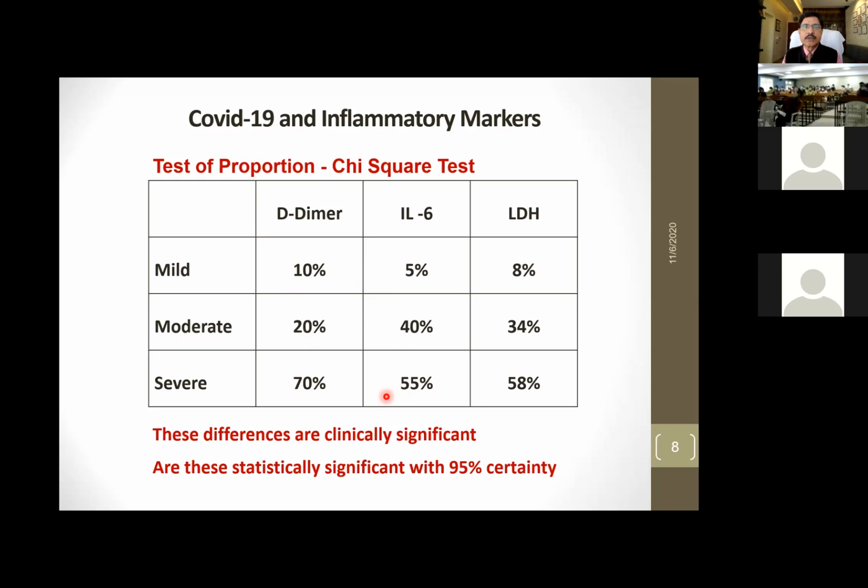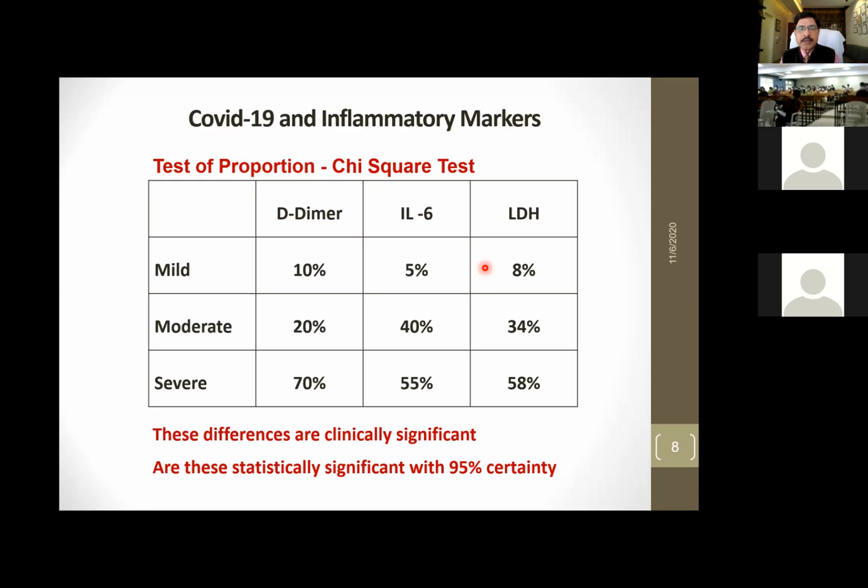We can only say association of D-dimer with the severity of the disease, association of interleukin 6 with the severity of the disease, association of LDH with the severity of the disease. Because LDH we know is important in the lung injury. So these differences, you see 10, 20, 70, there is a gradation between mild, moderate, and severe. Looking at the data itself, interleukin 6, 5, 40, 55, that's also showing the gradation. LDH also is showing beautiful gradation. They appear very clinically significant.